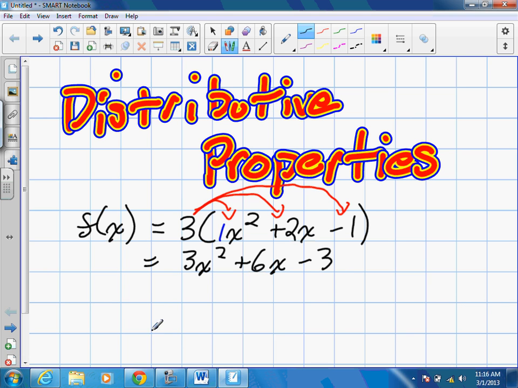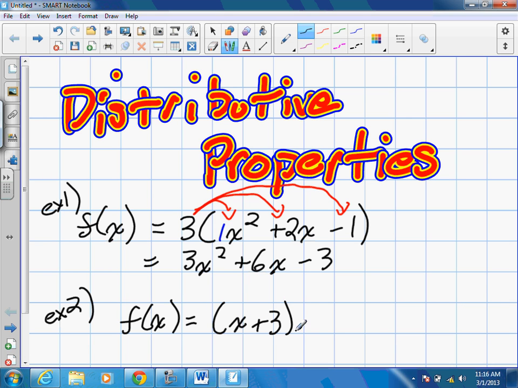But what we're going to be focusing on today is distribution when we have 2 sets of brackets, or at least 2 terms within each bracket. So we'll call that example 1. Example 2 is a little more complex. It is still in function notation, so f of x. But in this case, let's say we have x plus 3 multiplied by x minus 2.